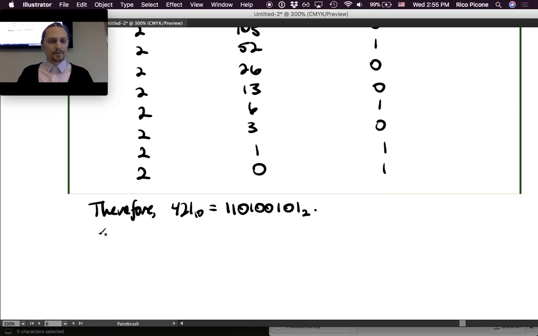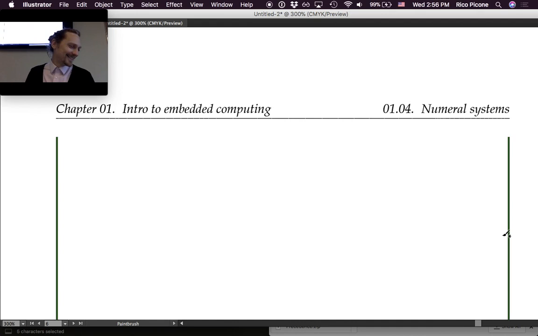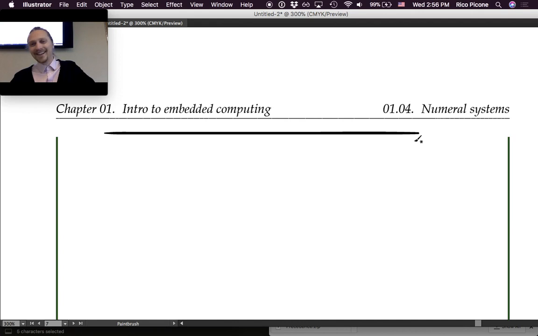Now, the decimal, or the fractional part. So after that, we're going to have the radix point, right? And then we're going to have this other one. But the other one requires a slightly different process. It's similar, though. Also going to be long as hell. Okay. But it's kind of fun. I kind of enjoy it.